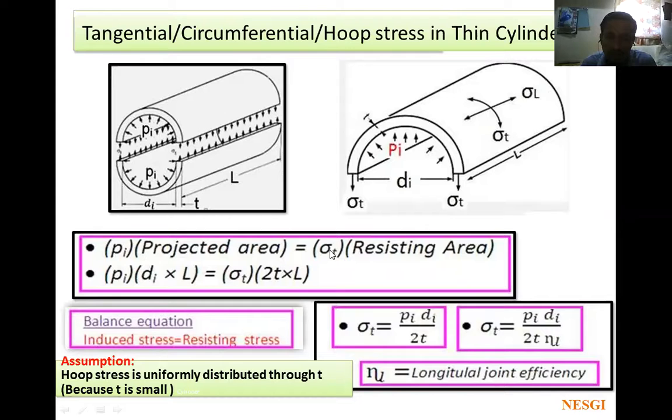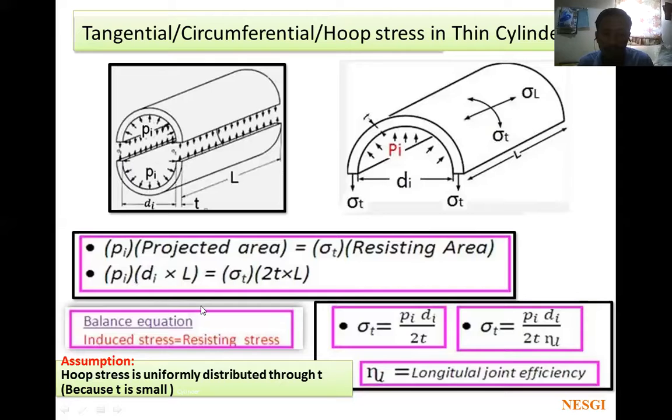So resisting force is given by sigma t into resisting area. Resisting area means how much it is. In this side t and this side t, so the total thickness is 2t. So 2t into L. You can see there is one rectangle. This is L and this is thickness t, and here also thickness t. That means it is 2 times thickness, length is L. That means it is 2t into L.